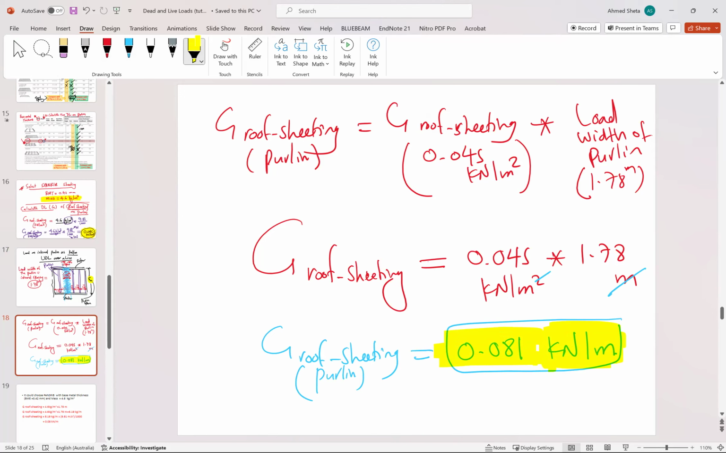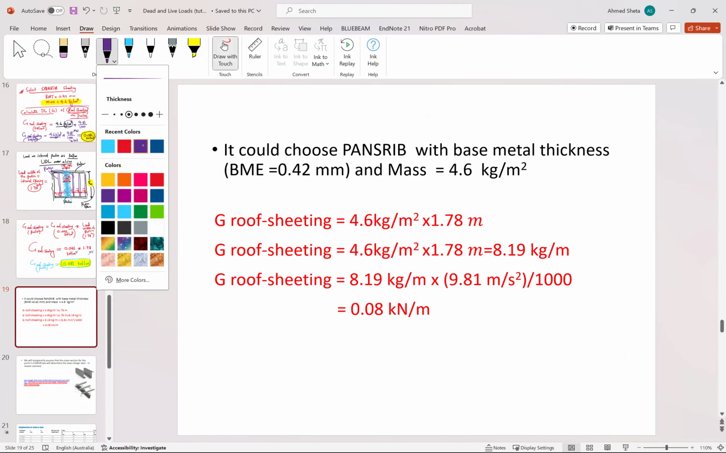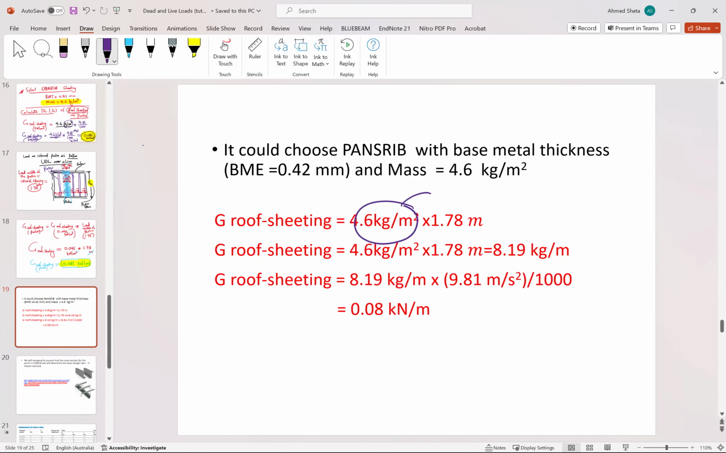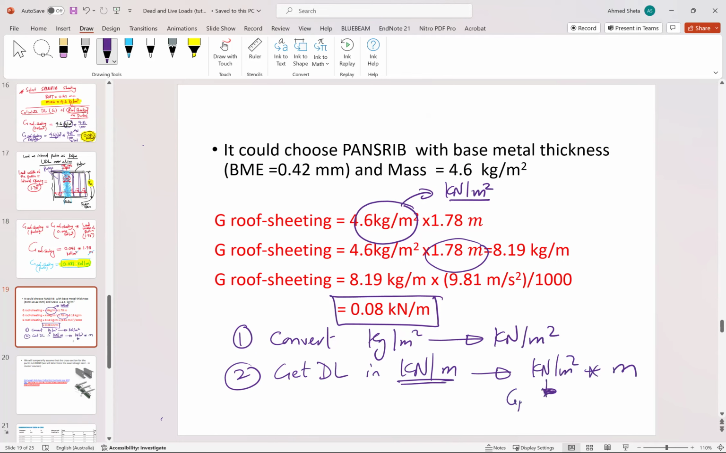Do you have any question, guys, for that? Okay, this is the answer here from the slides. I just made a different order of steps. So first step, convert kilogram per square meter to kilonewton per square meter. Then second step, get the dead load in kilonewton per meter by multiplying kilonewton per square meter times meter. Or multiply the G roof sheeting times the load width.